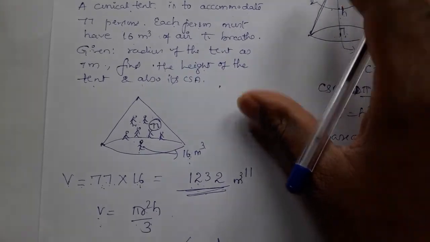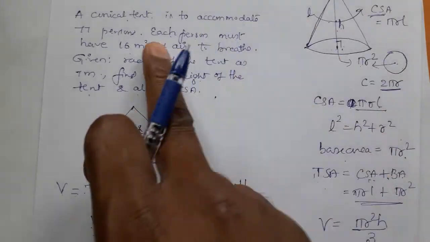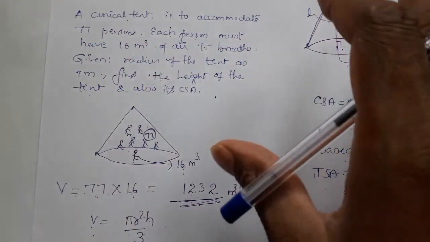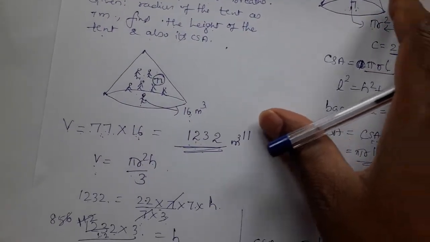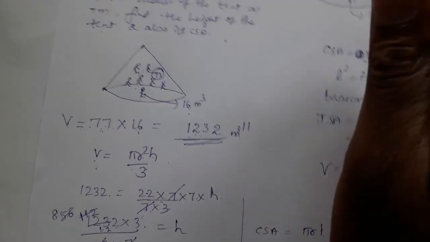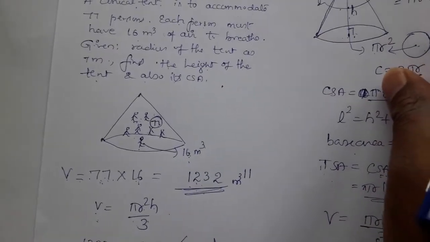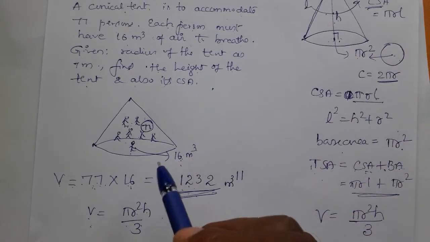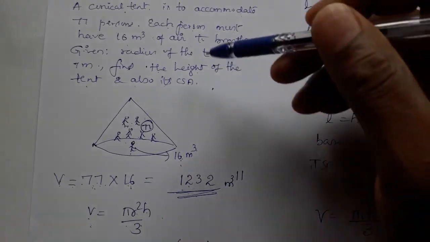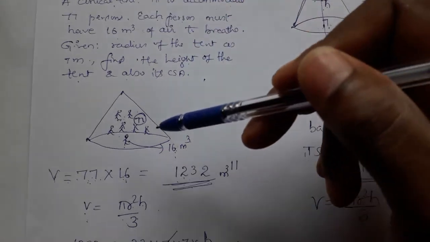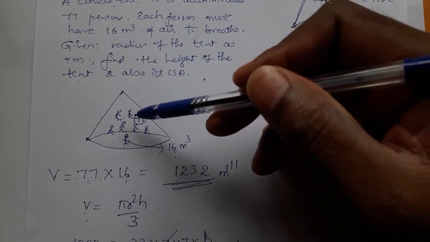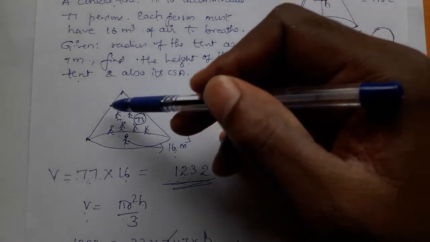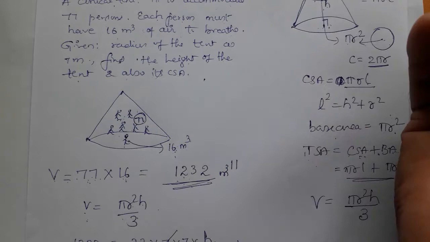It was easy only, but some confusion is the number of persons sitting inside and each one requires 16 meter cube of air. There usually students go for confusion. No problem at all. If you go for the imagination with the thinking, we come to know the truth, actually what is going on in the problem. Persons are sitting inside the conical tent, nothing but they come to the volume. See, what is the volume of the conical tent?